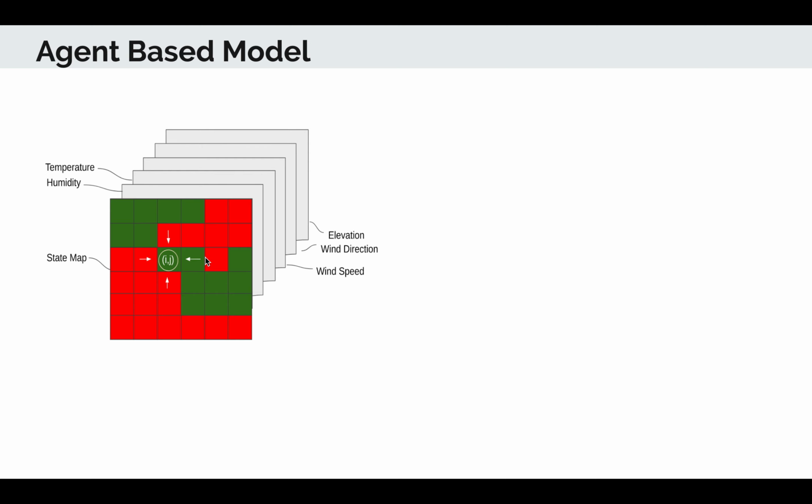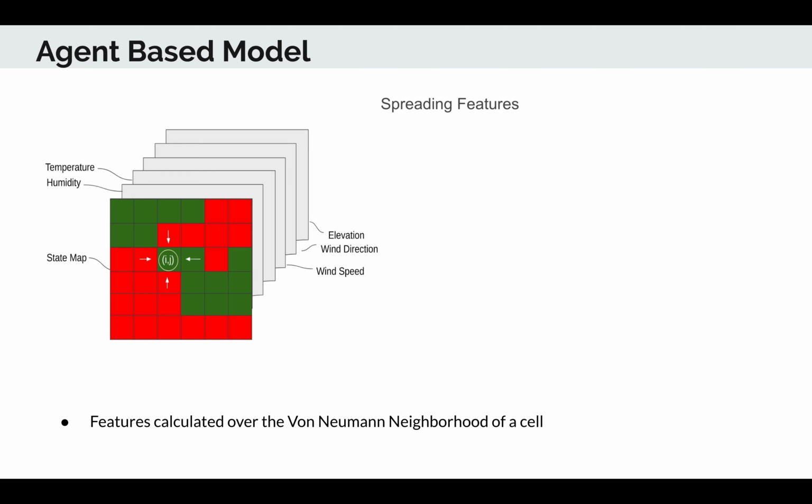Right now, as site IJ is being considered for fire, it's going to look at the behavior of its neighbors. We define the neighborhood of a cell as the von Neumann neighborhood, which is simply the 4 adjacent neighboring cells. The attributes of the neighborhood that we're looking at are the humidity, temperature, wind speed, wind direction, and elevation. We're going to give the program a little bit of an assist and do some feature engineering to distill a little bit of the information encapsulated in these attributes.